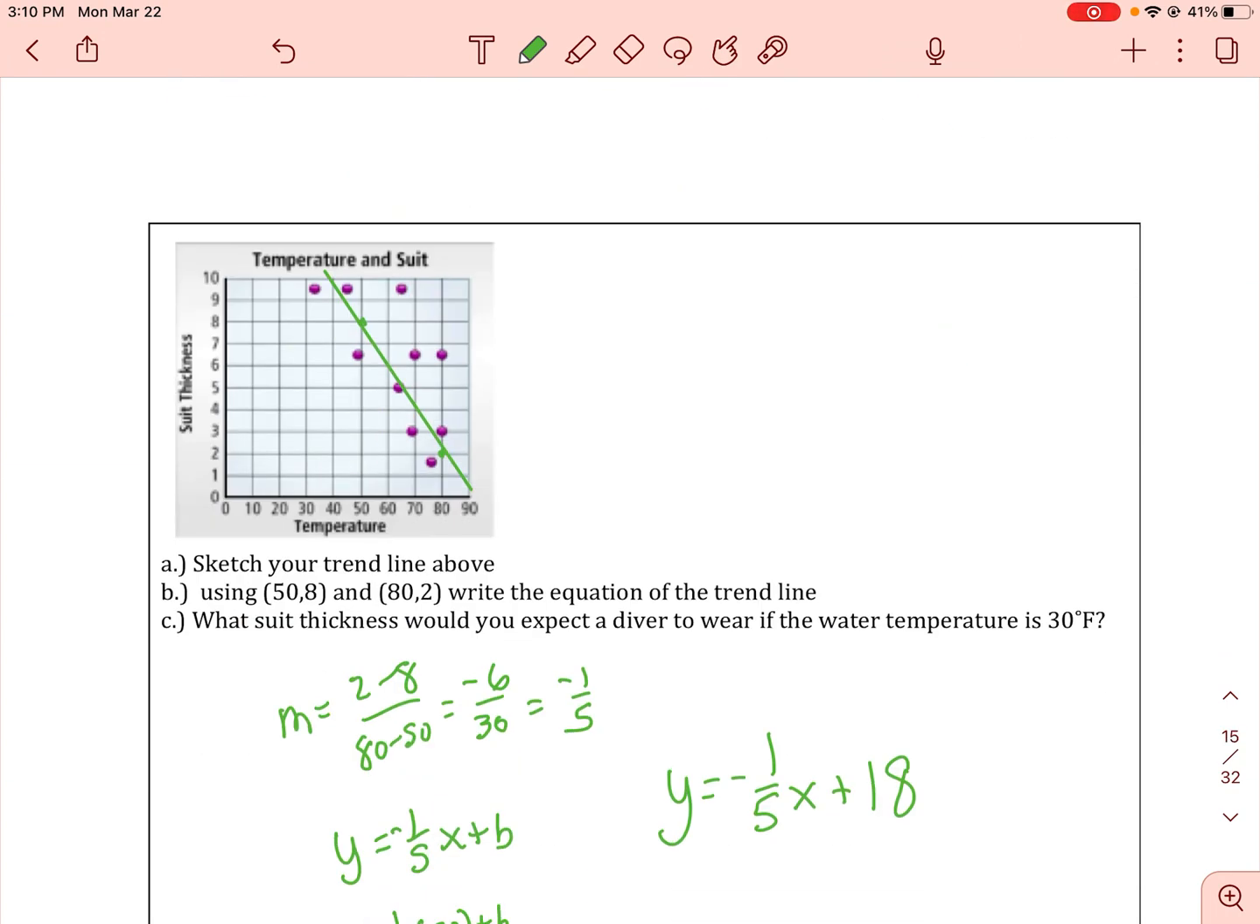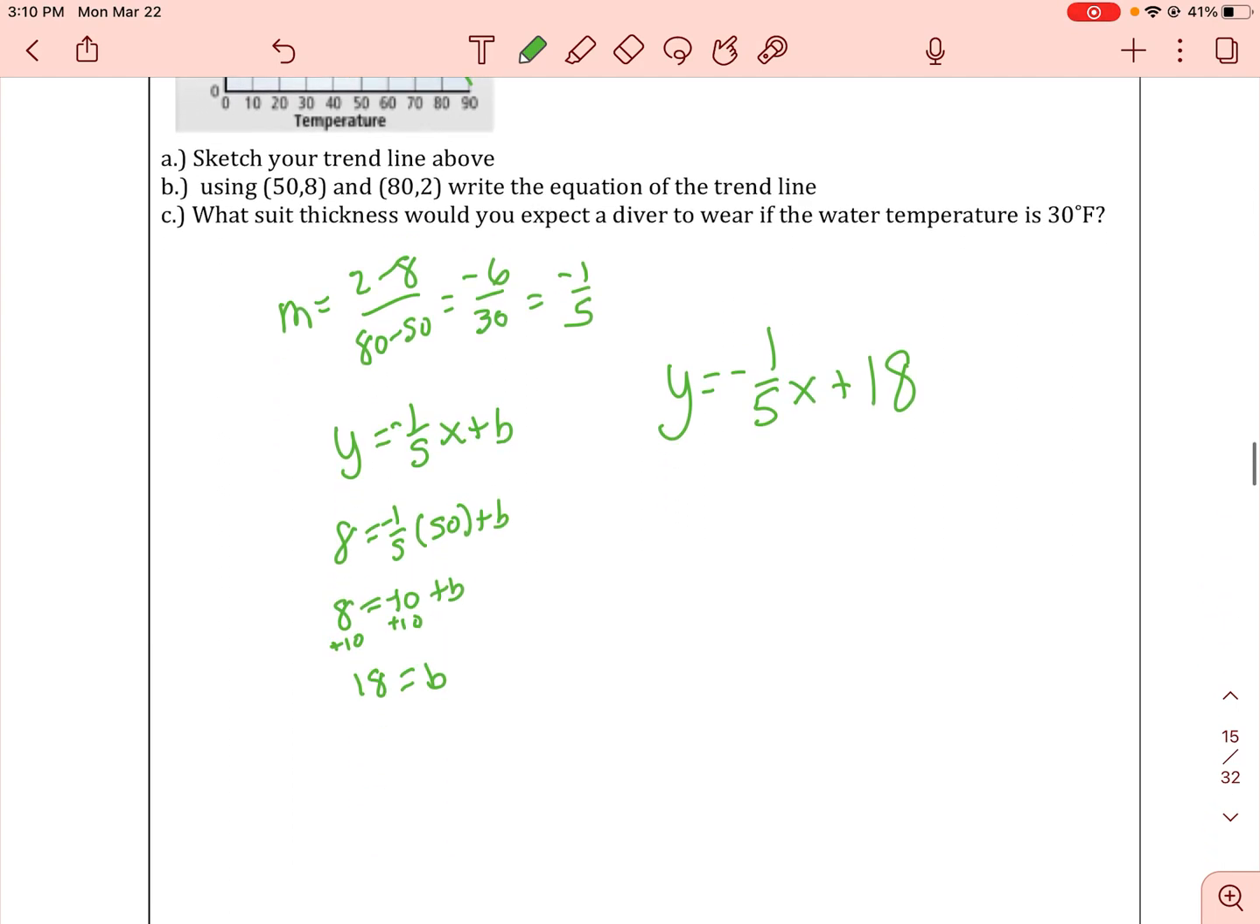So sketch the trend line, which I have done right here using the points 50 and 8, which is this one I'm making bigger at the top, and 80 and 2. Make sure you make that trend line. And now we need to write the equation of the trend line. We learned this in the last video, and I have done the steps right here. Please make sure you have these steps down. If you wanted to do this on your own, it's a great way to practice.